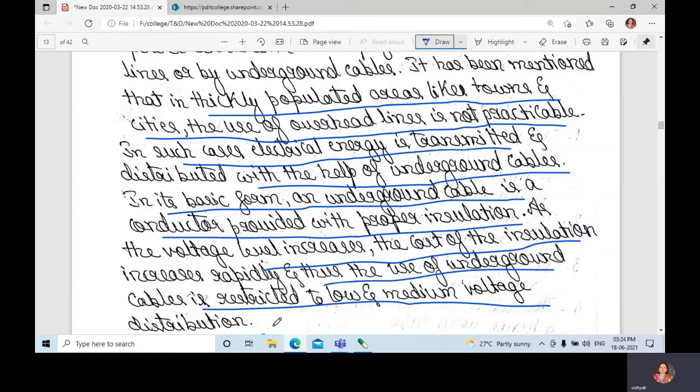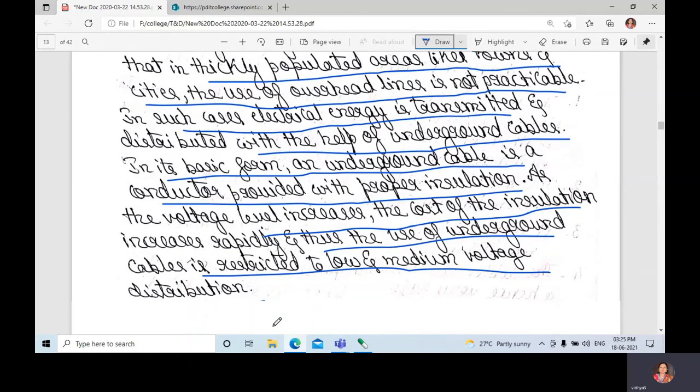What we are seeing nowadays is that in many countries they go with underground cables, but for long transmission we cannot go with underground cables because it will be more costly and also complicated. So for the distribution side, they will go with overhead lines. For medium and low voltage levels they go with overhead lines because underground would be too costly. Only in some cases they go with underground cables.